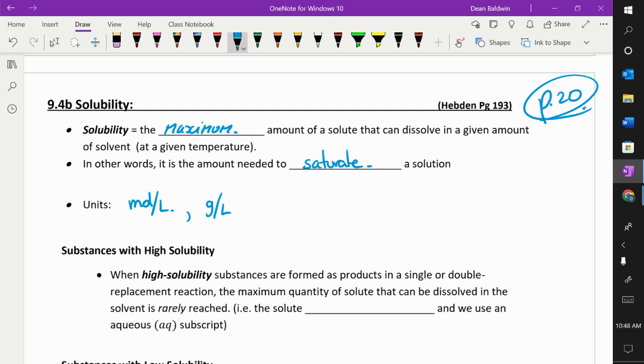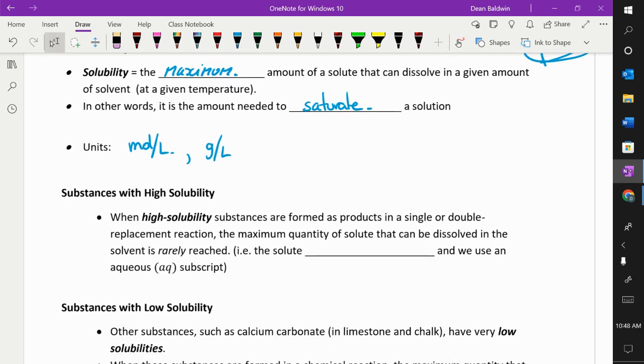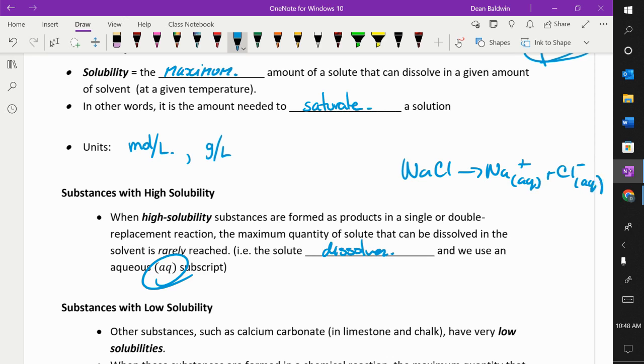So as the solute dissolves, we write the AQ. That just represents it being dissolved. So if you see, like in our reaction when we did sodium chloride, when you write those things, that means it is dissolved in water, the AQ. So if you see an equation like that with the ions in AQ, you have dissolved it in water. We don't write the water because the AQ represents the water.